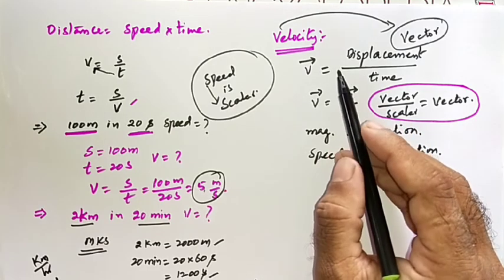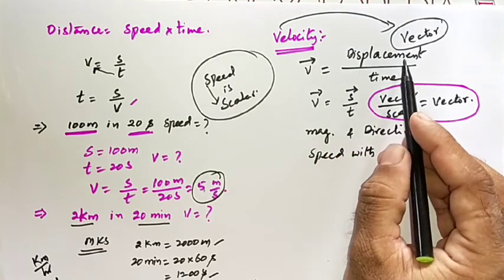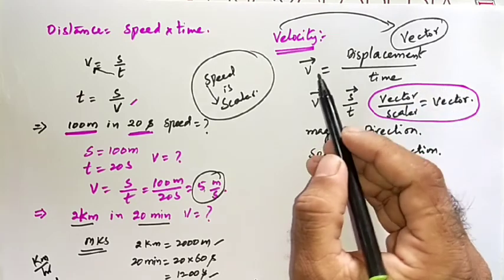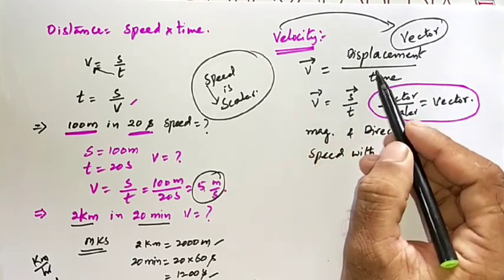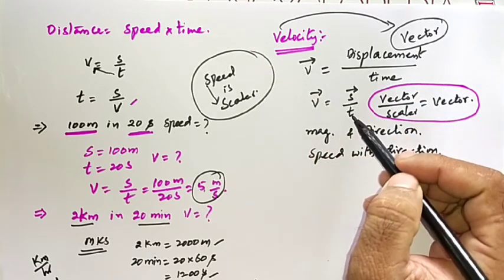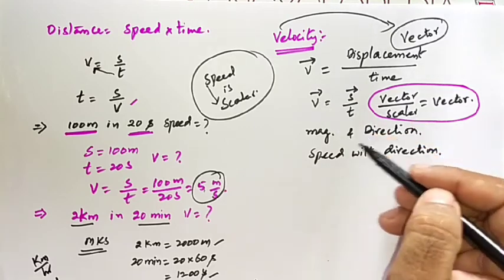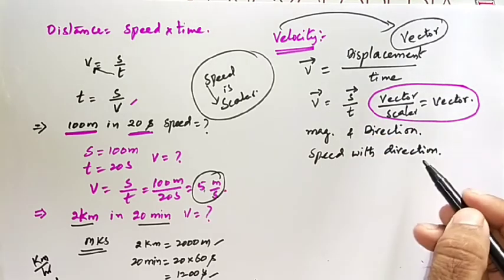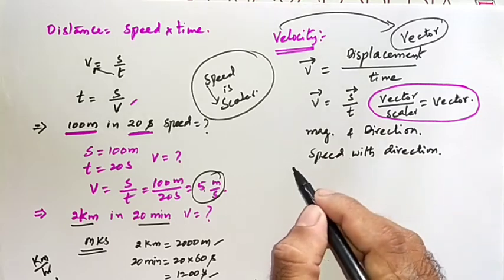So what is the definition of velocity? Displacement covered by a body in unit time. Its symbol is v bar. V bar is equal to displacement by time. So this is a vector quantity, it has magnitude and direction, and speed with direction is known as velocity. What about units, sir?